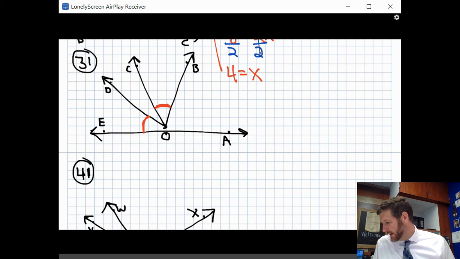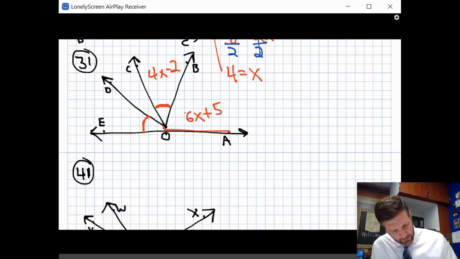So I'm looking at number 31. It says the measurement of AOB, so let me trace that. AOB, so we're talking about this angle. AOB is 6x plus 5. And then it tells us that BOC, so that's this fella right here, is 4x minus 2. And then they are telling us that AOC, so the entire big one here, the combination of those two angles, is 8x plus 21. So that means this entire arc here is 8x plus 21.